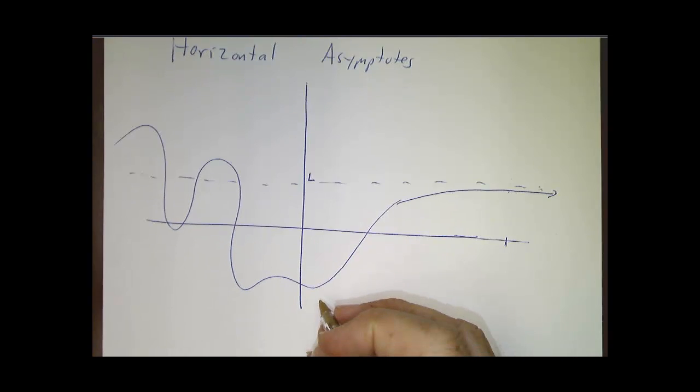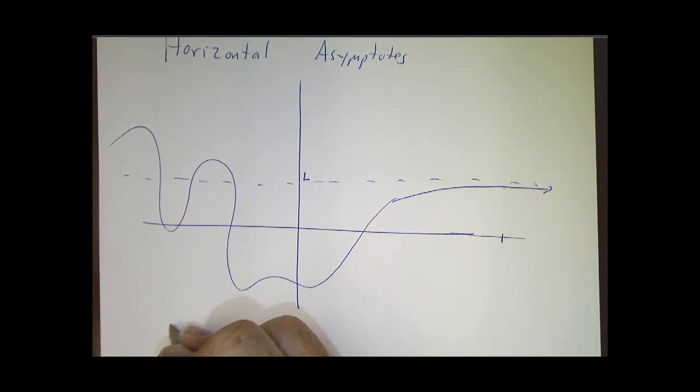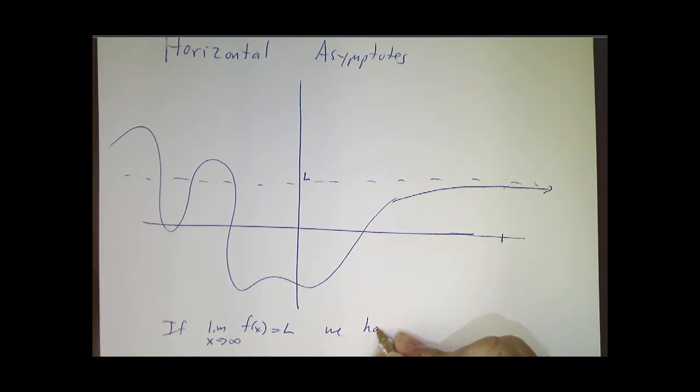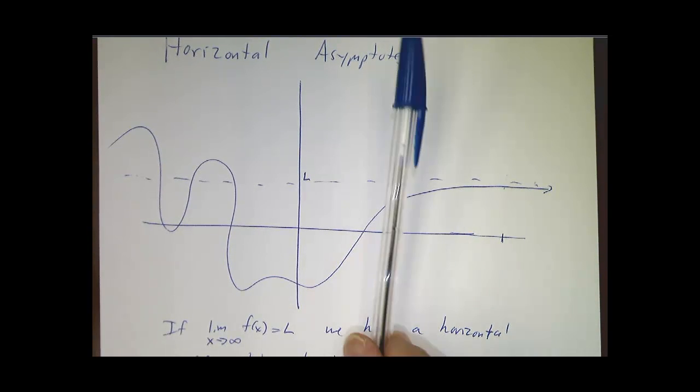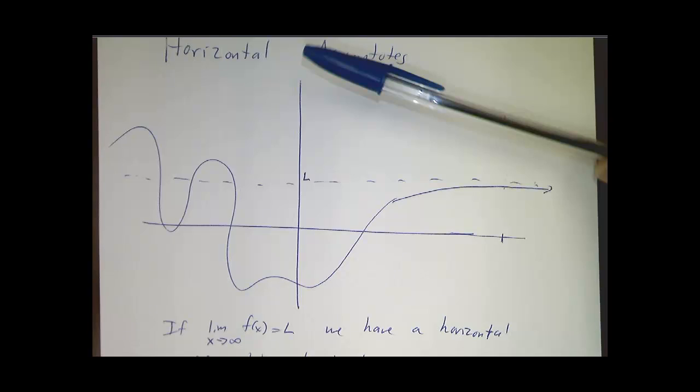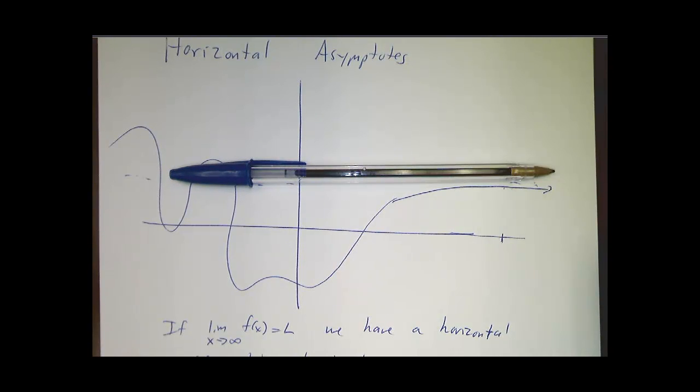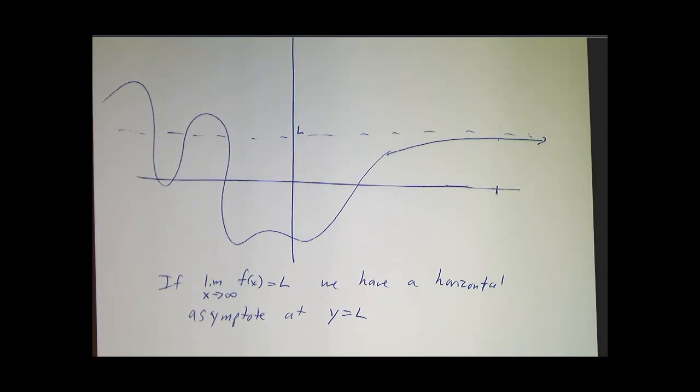So we have a horizontal asymptote if the limit as x gets bigger and bigger of f of x equals L. We have a horizontal asymptote at y equals L. The vertical asymptotes were at a particular value of x. The horizontal asymptotes are at a particular value of y. Okay.